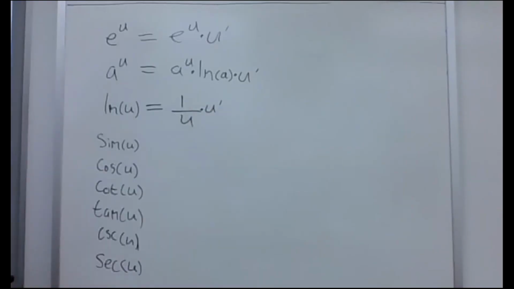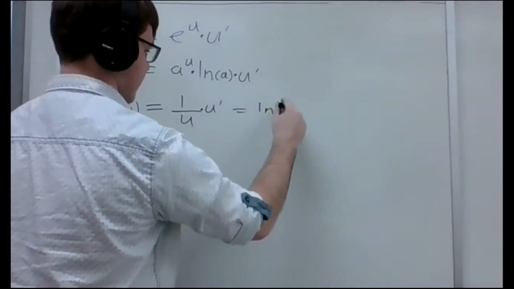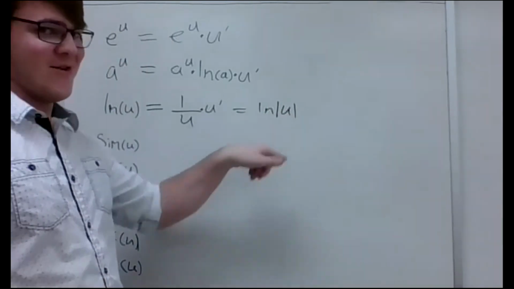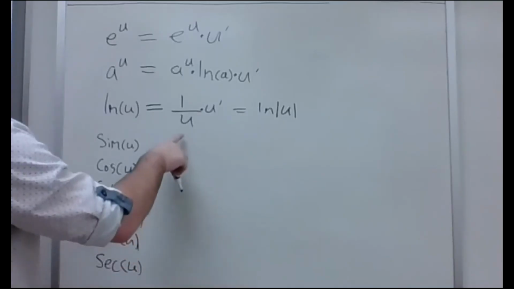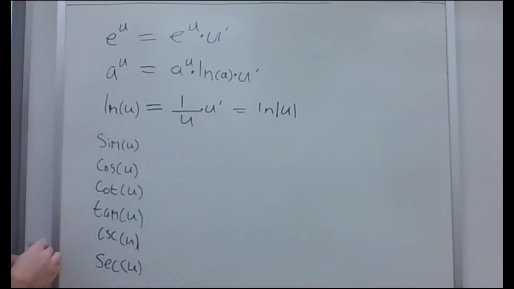Isn't it the absolute value of u? That's if we're doing the integral. If we do the integral of 1 over u, it comes out to be ln absolute value of u. And yes, you're right, don't forget the absolute value. They'll take away points. So that's important to remember: if you're taking the integral of 1 over u, it's going to come out with the absolute value sign.